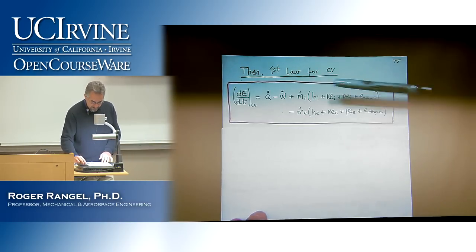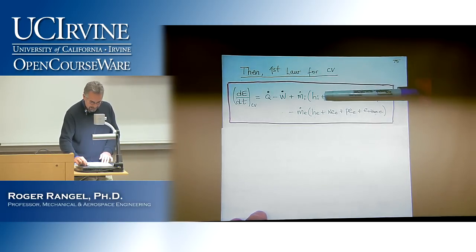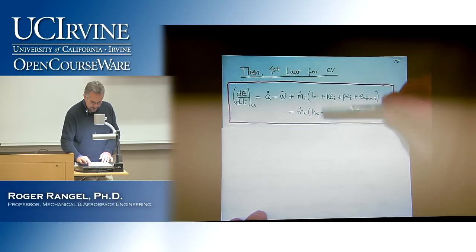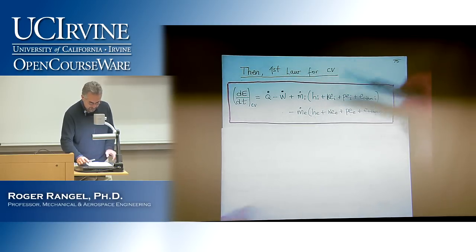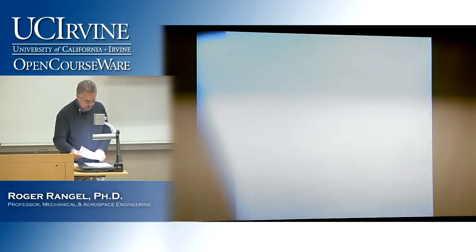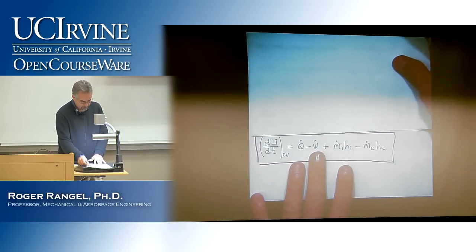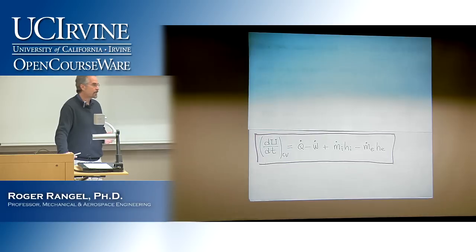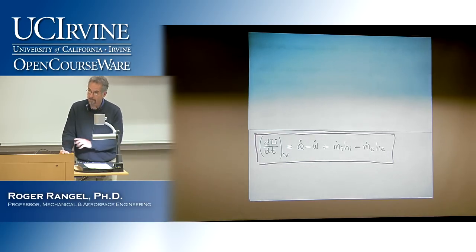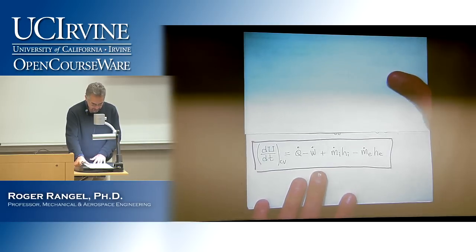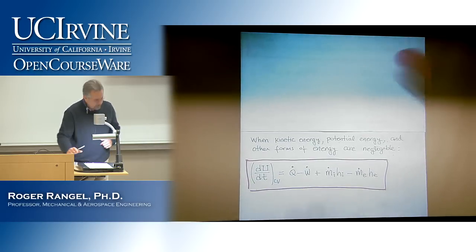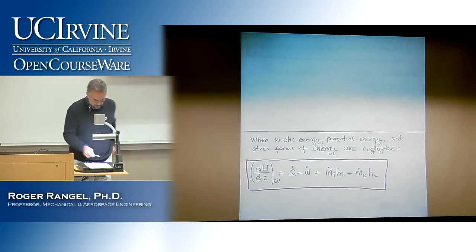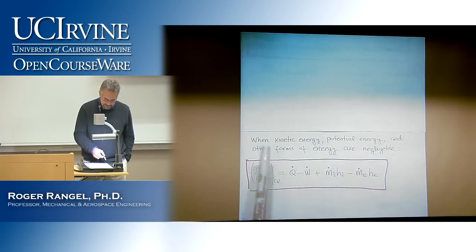So now you can see if I neglect variations in kinetic energy, potential energy, and other forms of energy, then I have an equation that is a lot simpler. So it started looking really bad, but if you make those assumptions, maybe I should keep that here, because that's important. The conditions for using this equation is neglect kinetic energy, potential energy, and other forms of energy.